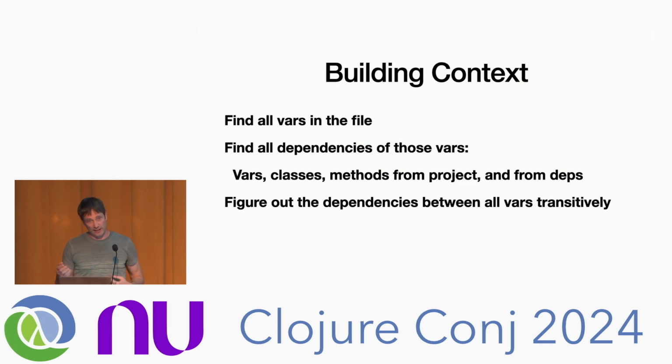And it will go, and again, all that really does is evaluate some code in my REPL, which is running in my IDE. And so what it will do is it will go away and find all the vars in the file, and it will find all the dependencies of those vars. So which vars does this code use? Which classes does it use? Which methods on those classes does it use? Which of those references are to things which exist in my project, and which are to things which come from my dependencies, either from libraries, from the JDK, whatever else. And I can figure out all the dependencies between all the vars transitively, basically.